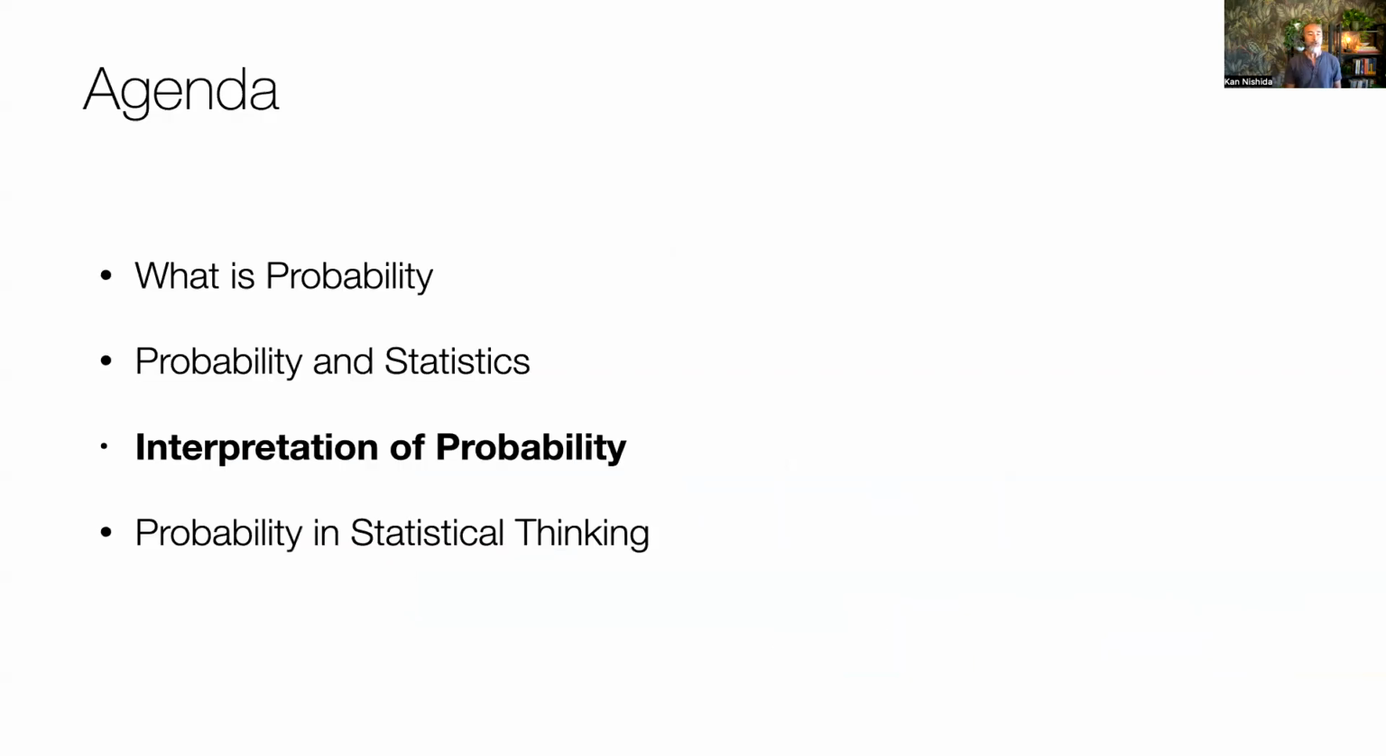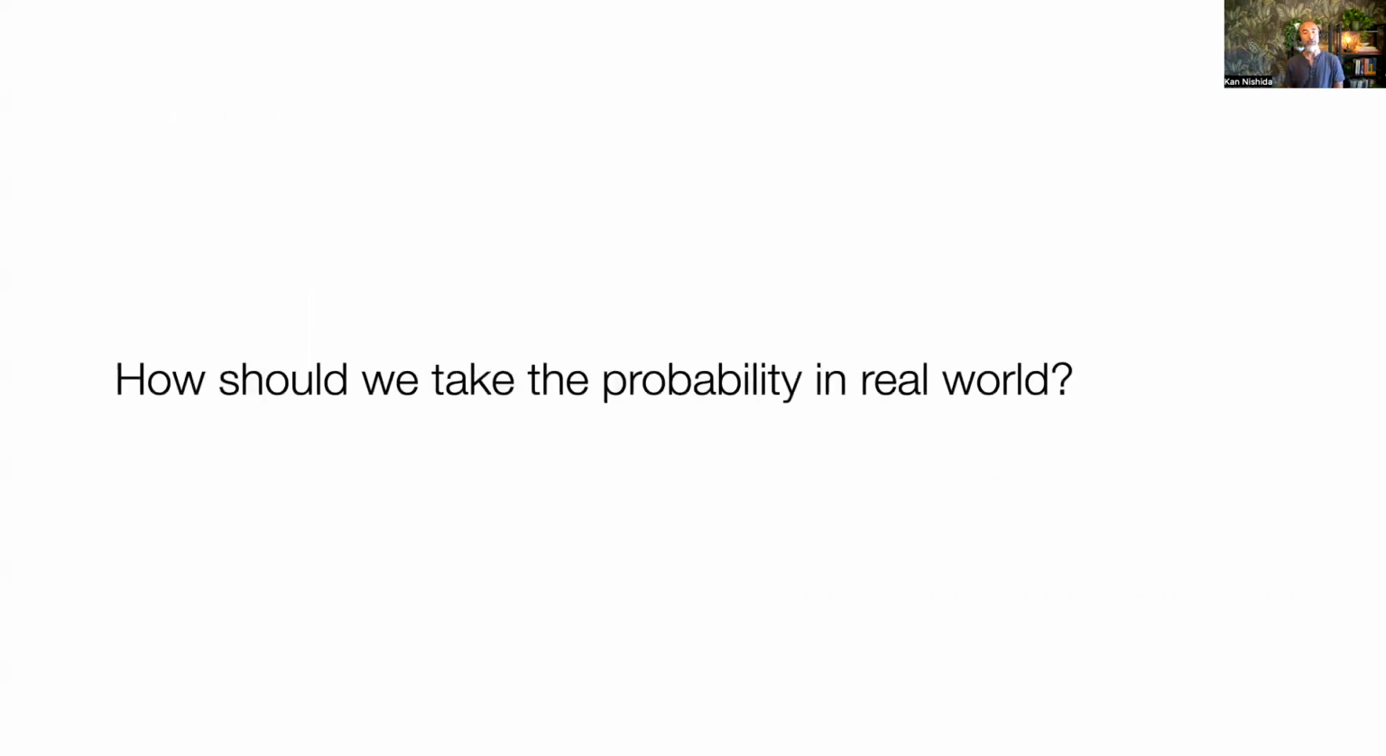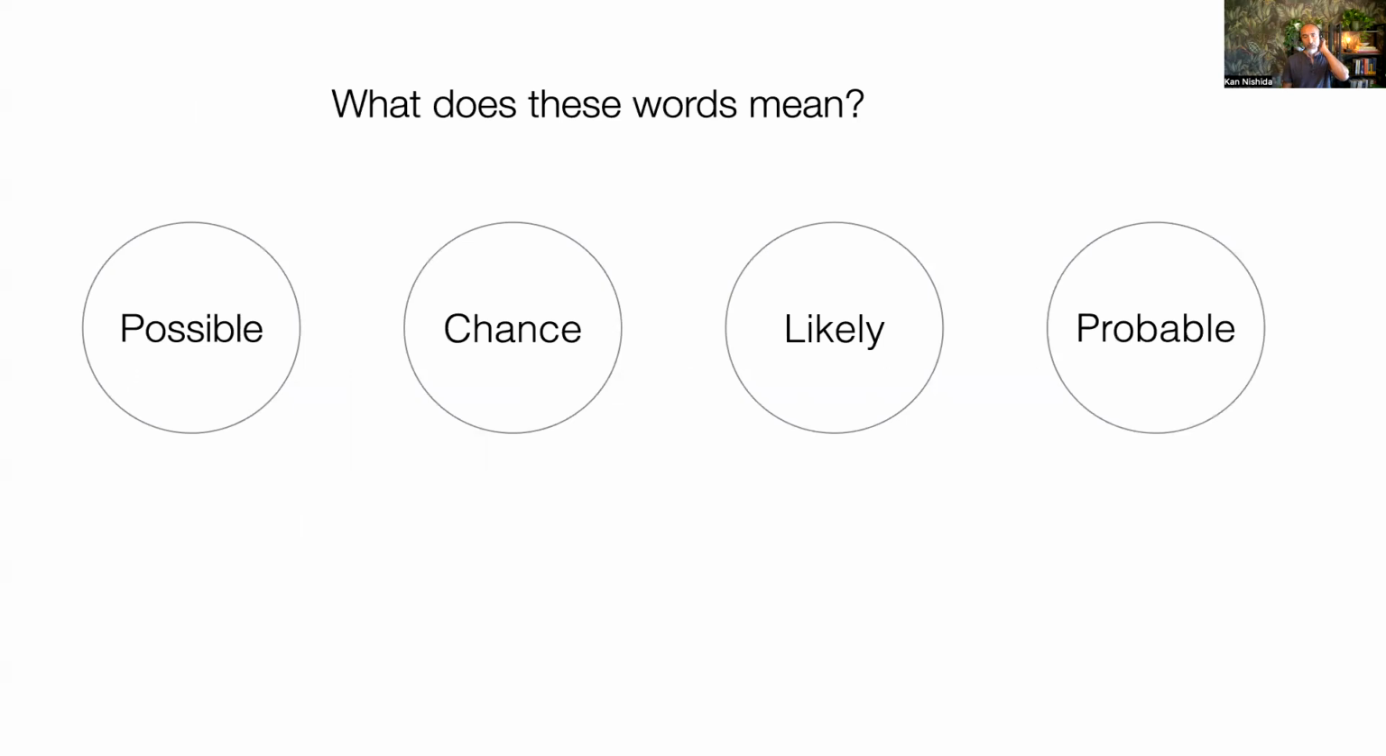Okay. So now the next topic is the interpretation of probability. We went through the whole probability material and pretended we understand what 80% or 60% probability means. But we are actually not really understanding. I'm sure some of you might understand, but it's actually not clear for many, including me some time back. So how should we take probability in the real world? We use words like possible, chance, likely, probable every day in the news or in conversation. But what do these words mean?